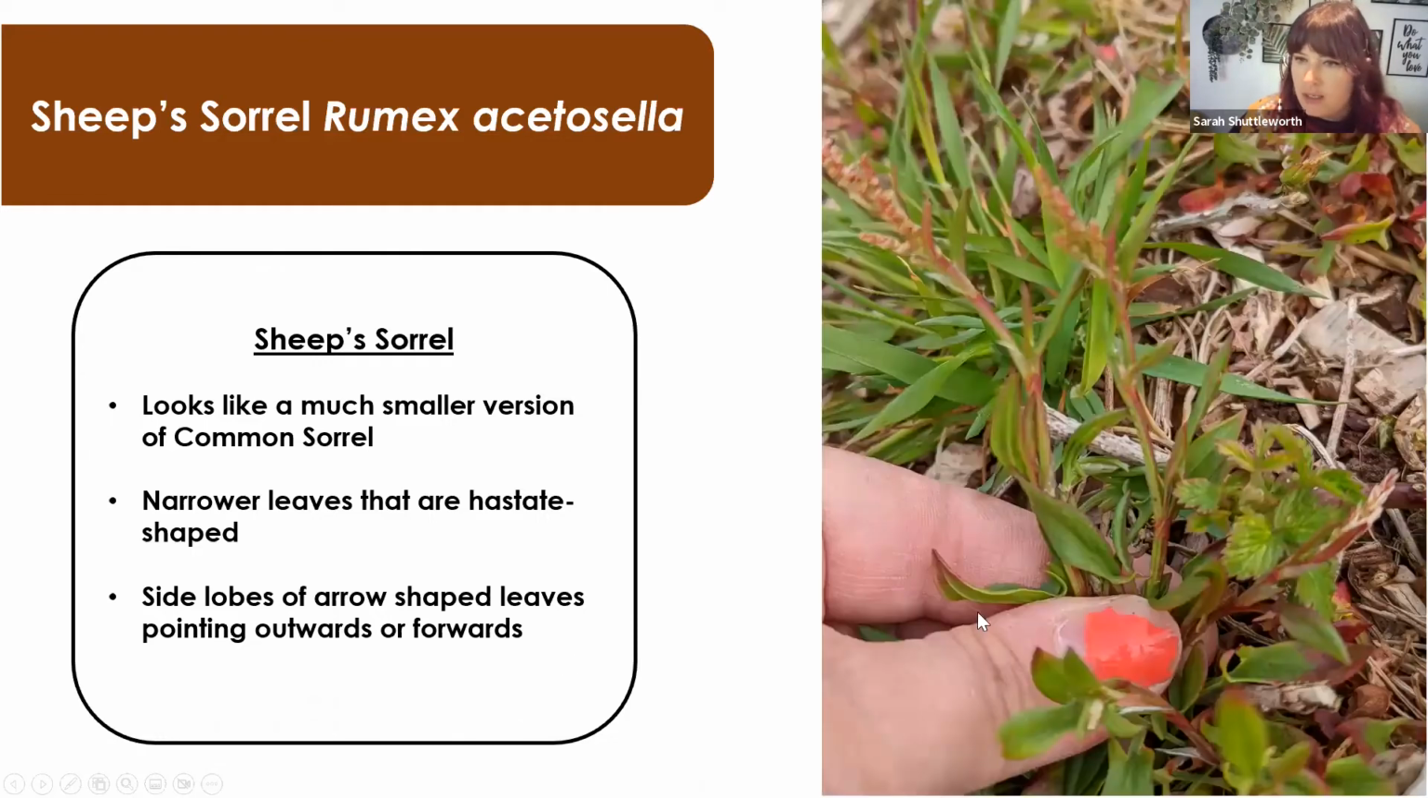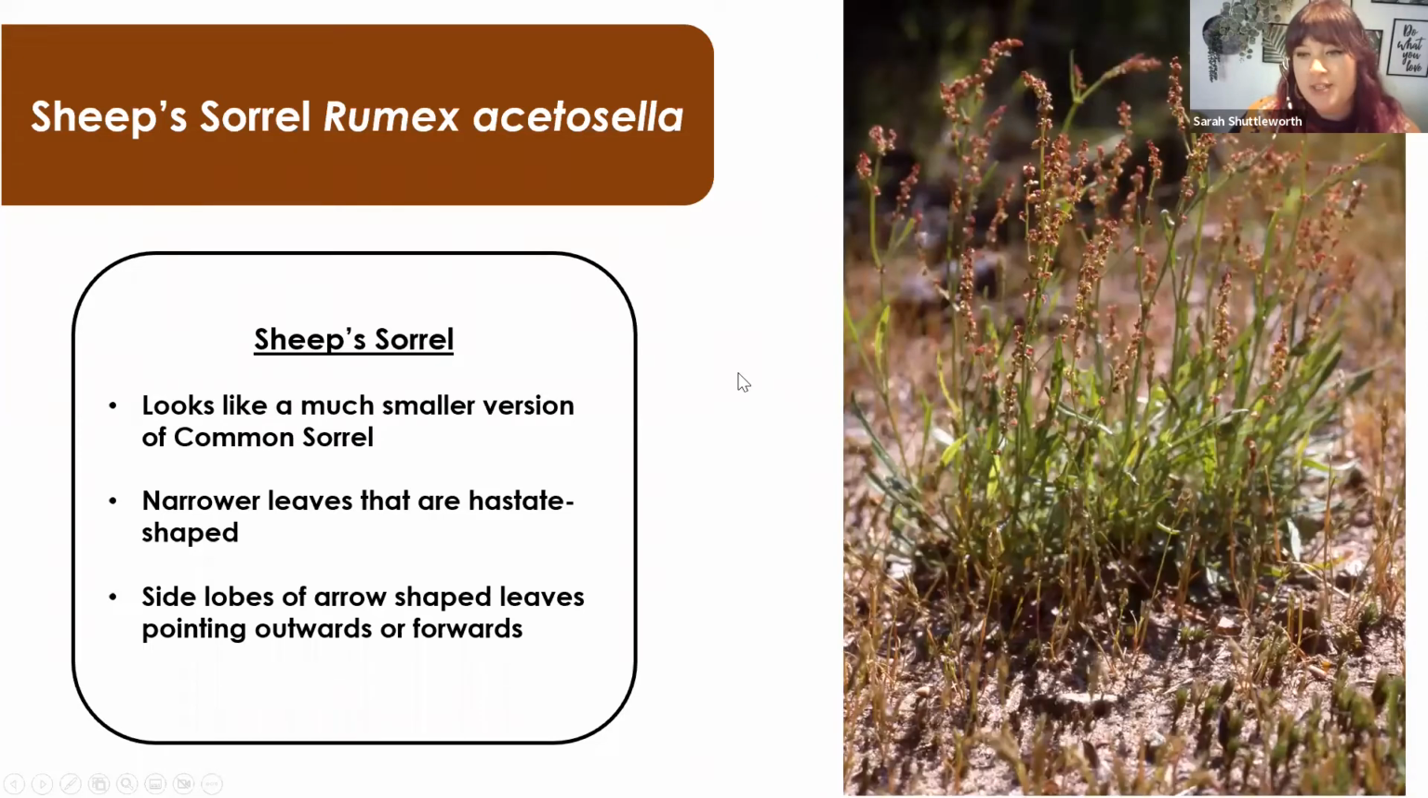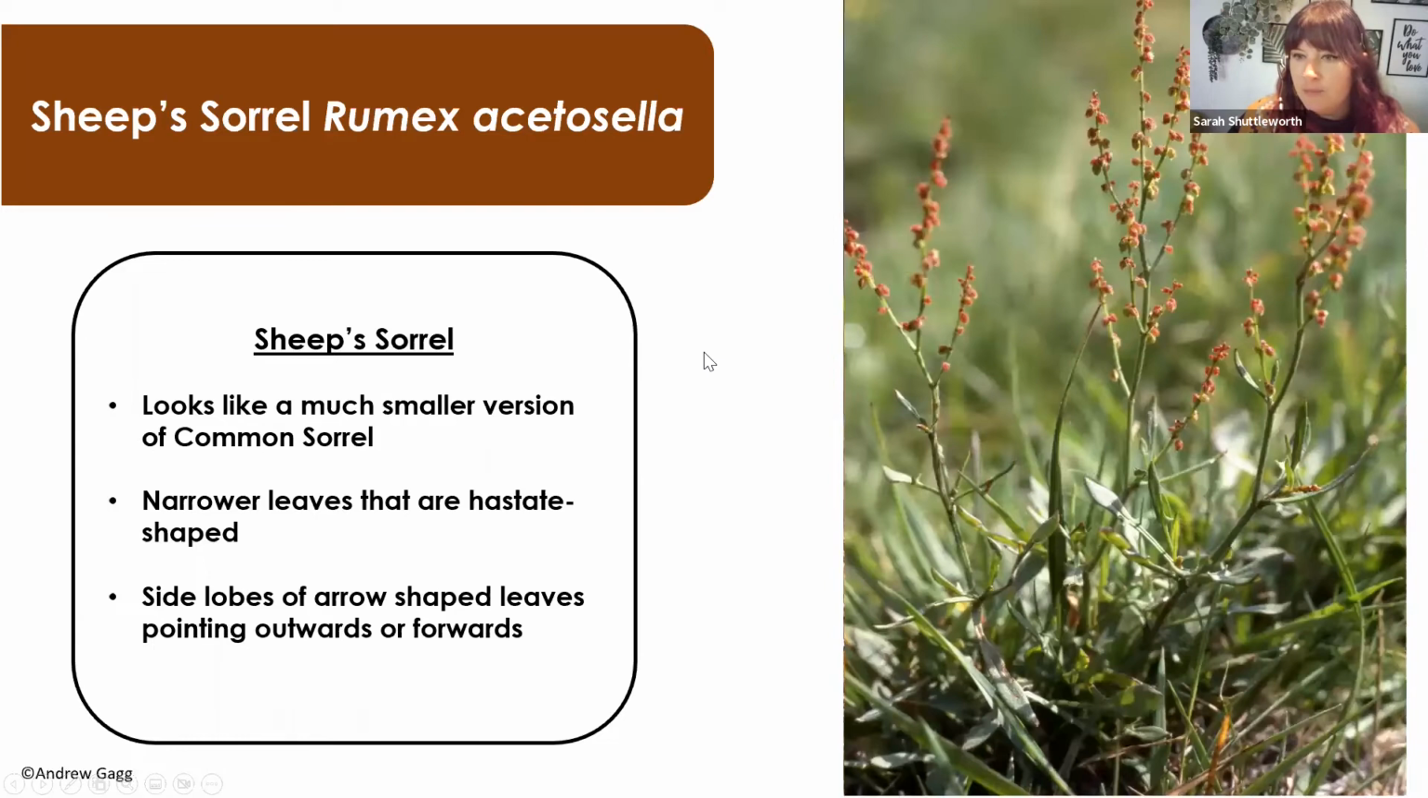So this is just a young plant, not very good in focus of the flowers, apologies for that, but you can just see how it's kind of red tinged throughout. And here you can see a much older plant, just a dwarf version of common sorrel with those similar flowers, but the leaf shape is key.